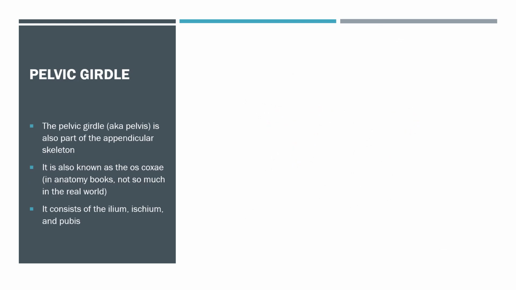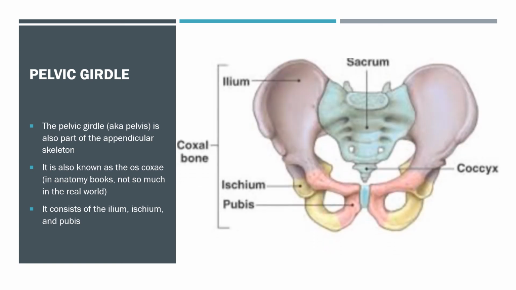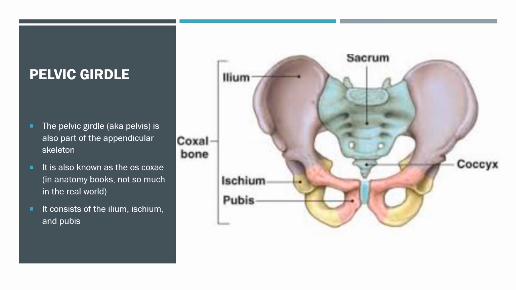The pelvic girdle, aka the pelvis, is also part of the appendicular skeleton. It's also known as the os coxae. However, it seems to be only known as the os coxae in anatomy books and not so much in the real world, because I hadn't even heard of this term before until I started teaching anatomy myself. And the pelvic girdle consists of the ilium, the ischium, and the pubis, as you can see labeled here.